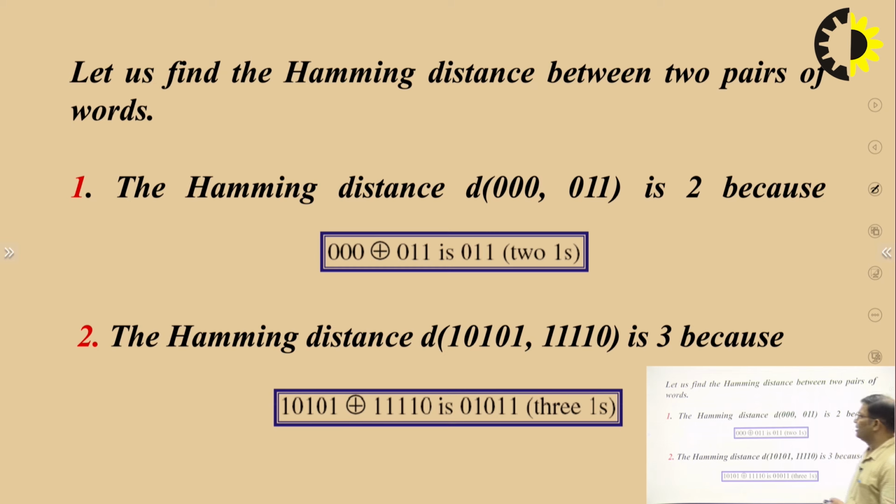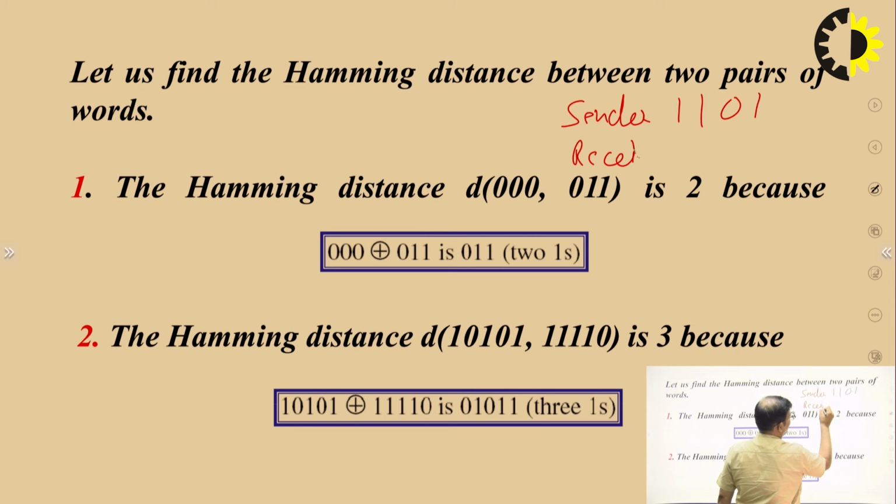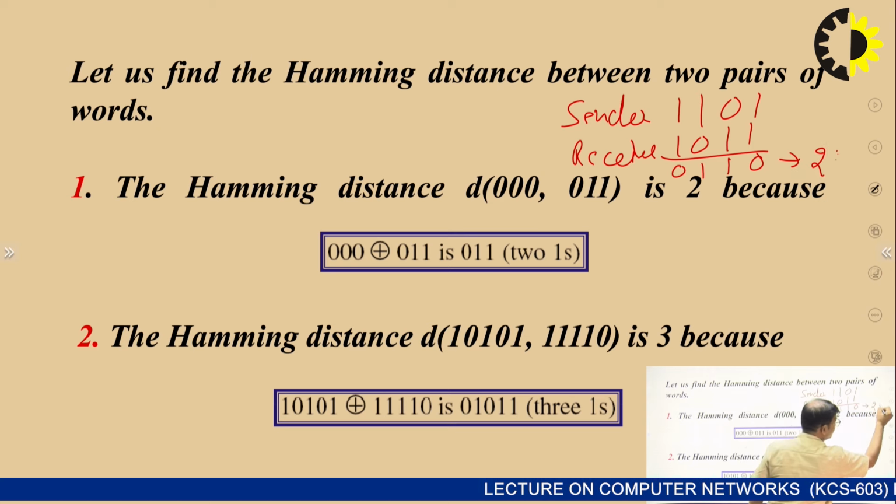Let's understand this with another example. For example, 1101, a 4-bit data. This is the sender; the sender sends this data. The receiver received this data. How many bits have been changed during the data transmission? No change, there is a change, there is a change, no change. So 2 bits have been changed during data transmission.